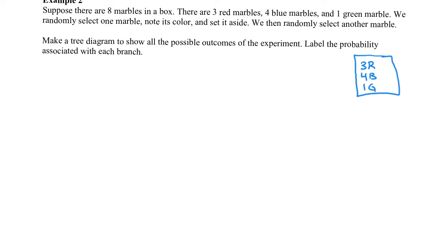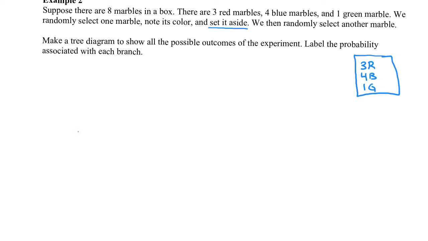And we're going to randomly select 1 marble, note its color, and set it aside. So we're going to set it aside. We're not going to return it to the box. Then we randomly select another marble. And we want to make a tree diagram to show all the possible outcomes of the experiment, and we want to label the probability associated with each branch.